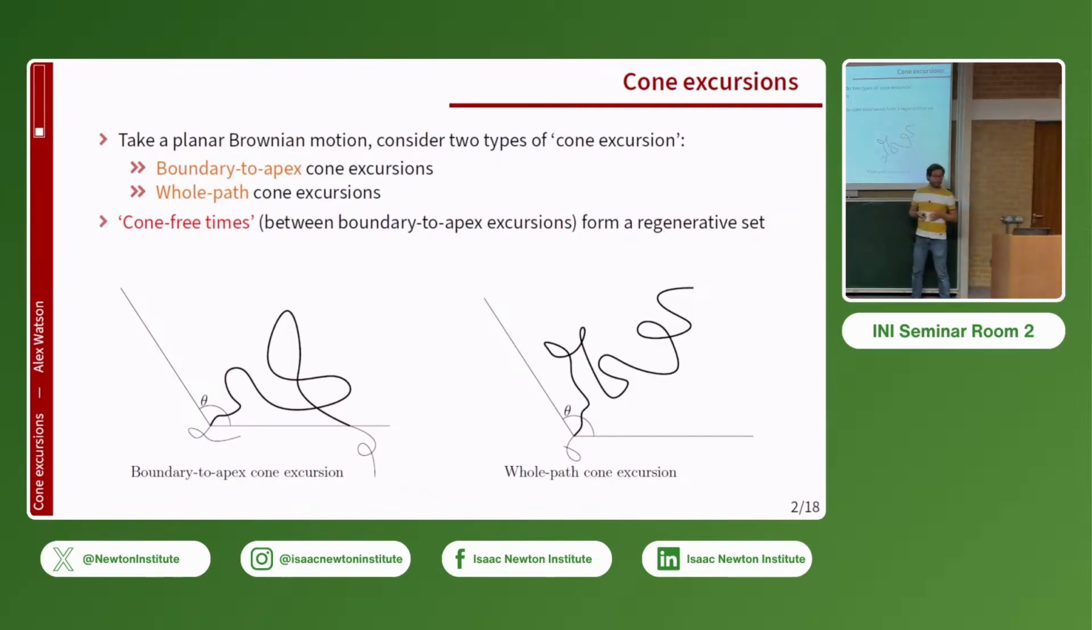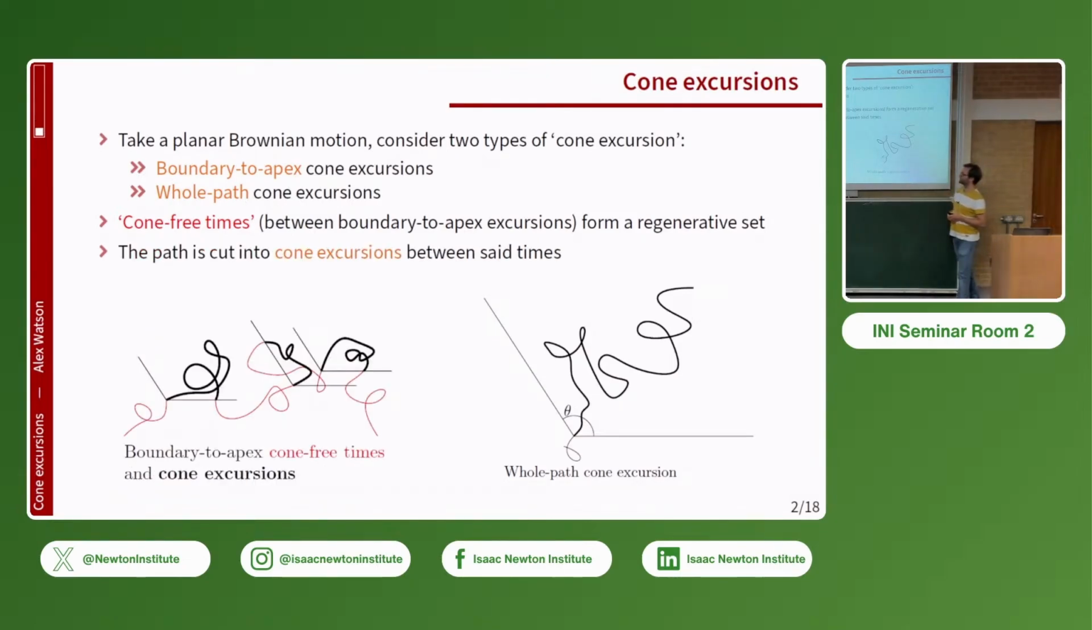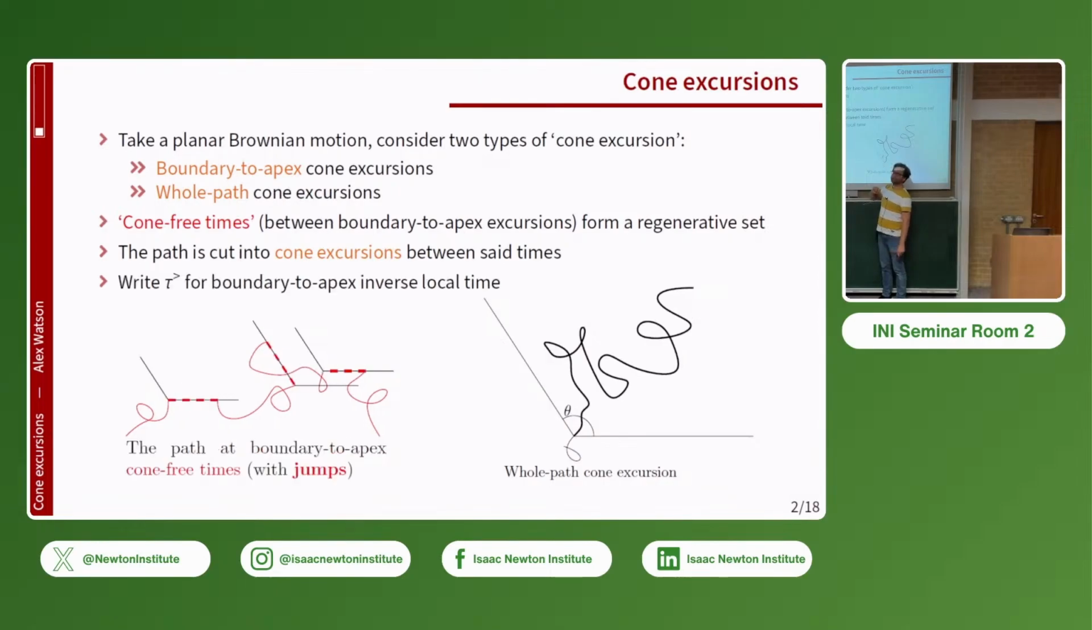And so the way to deal with that is to say, okay, let me look at the times when I'm not in an excursion like this, or when I'm not in any cone at all. And I call these cone-free times. These are colored in red on the picture here. You can show, I'm not going to go into more detail on this, that the set of cone-free times is regenerative in the Maisonneuve sense, which allows you to, first of all, cut out these cone excursions, and then define what is called an inverse local time.